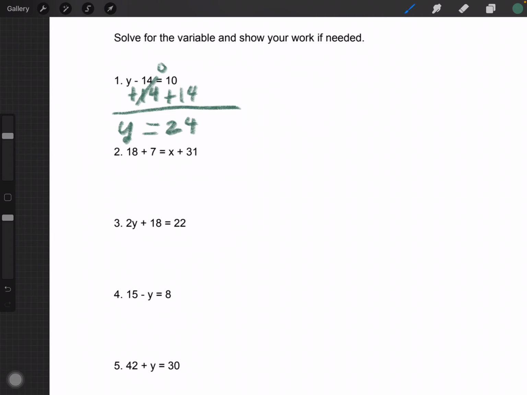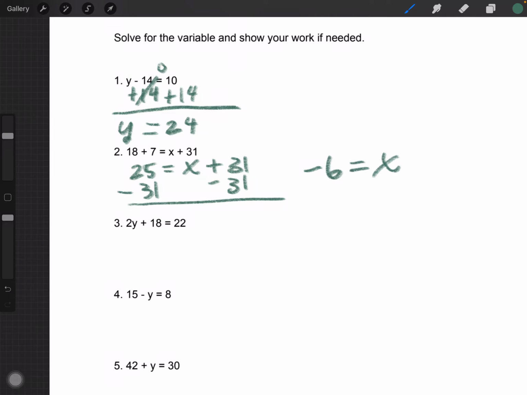Next. This one is a little bit more complicated since we want x on one side, so you can say to minus 31 on both sides, but you might want to simplify this side first before you do that. So 18 plus 17 gives us 25. It's equal to, same thing, nothing changed on this side. Now we can minus 31 on both sides to get x alone. Now, minus 31, 25 minus 31 is equal to negative 6 equals x, which is x equals negative 6, same thing.